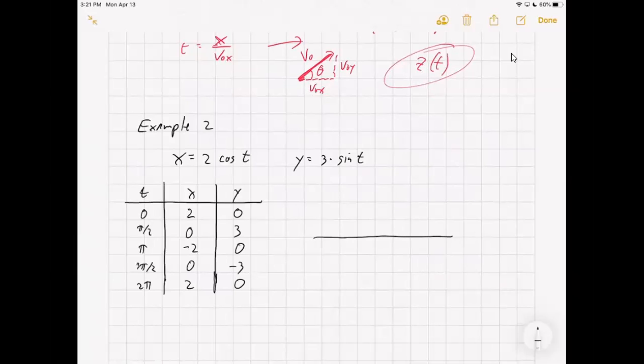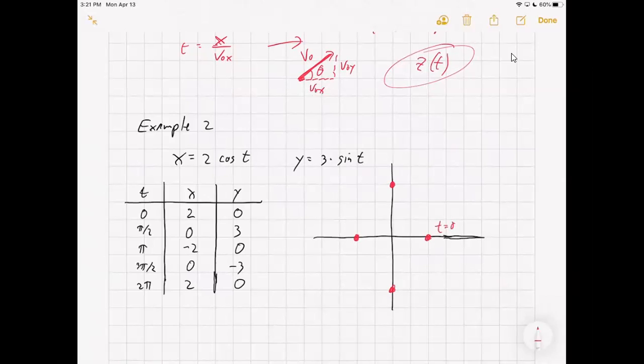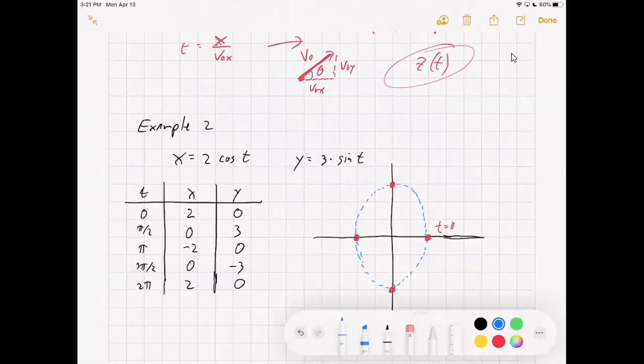But I can now make a little graph of motion. And let me make the graph look like this. And at time of 0, let me put in my red points. Okay, you start at 2, 0. When the time reaches pi over 2, you're up at the top at 0, 3, and then we're over here at -2, 0, 0, -3, and then back to the beginning. So at time 0, we know we go around in a path that looks something like this. We're circling around, so to speak, although it's not a circle.